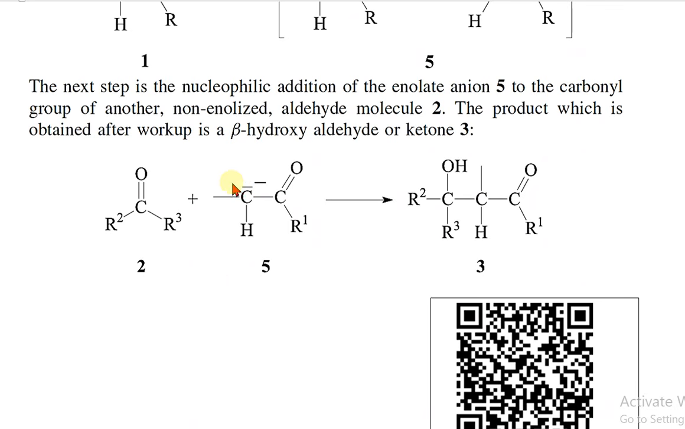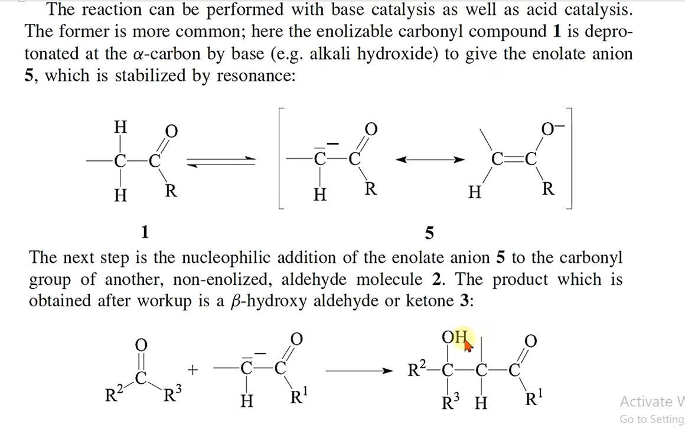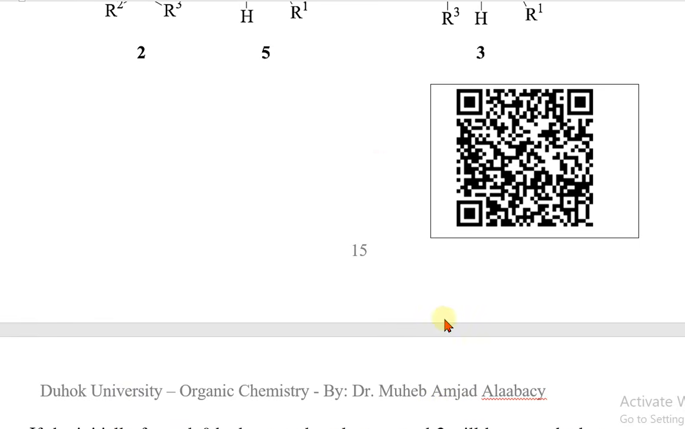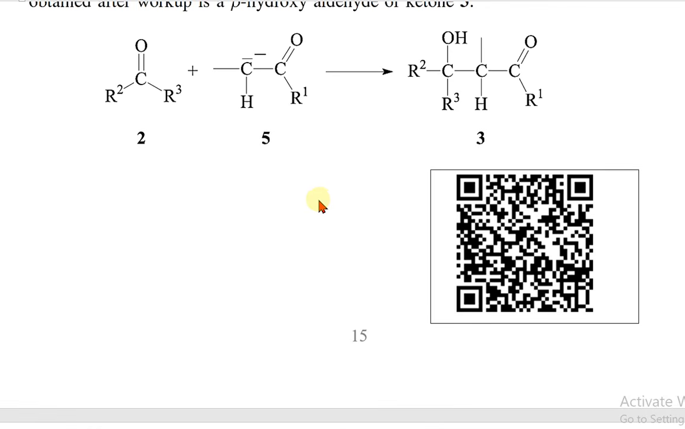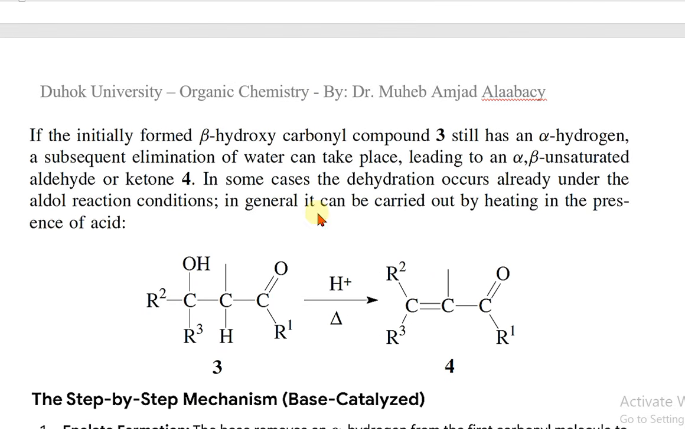So the next step, the carbanion will be added across this carbonyl group, and it will open to give you a beta hydroxycarbonyl compound, a beta hydroxyaldehyde or ketone. Finally, if you lose an H2O molecule by additional work, it will give you an alpha beta unsaturated compound.